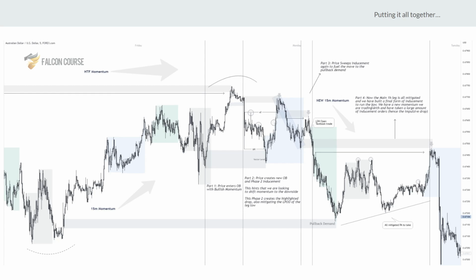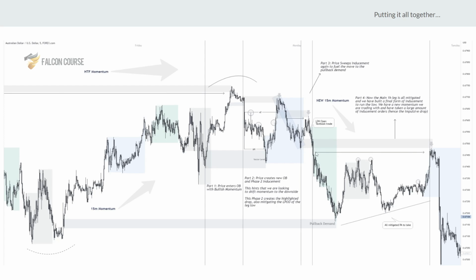So realistically, we've shifted this bullish momentum and shifted it into a bearish momentum by reacting and mitigating these original orders from the left, showing the importance of the left, okay? Now, part 4, the main 1 hour leg, so I'm saying 1 hour leg is this leg here to this leg here, is all mitigated now. We've reacted to that last point of demand in that leg, so there's no more demand left for us to react to.